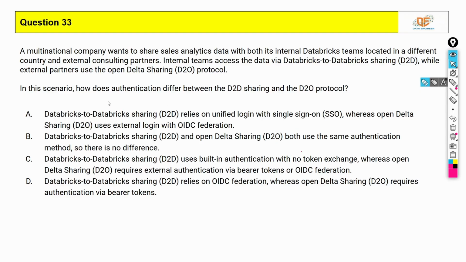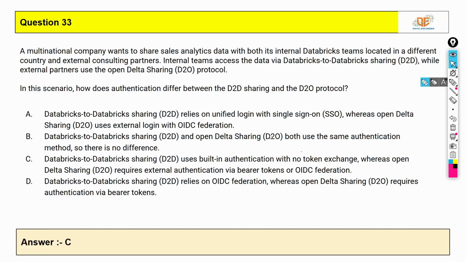So they are asking how to tell the difference between D2D sharing and D2O protocol. Here in D2D, we already have built-in authentication, so there is no need to exchange a token. Whereas in Delta Sharing, we require an external authentication, because they are using some external third-party tool to access the data. So the answer is going to be C.